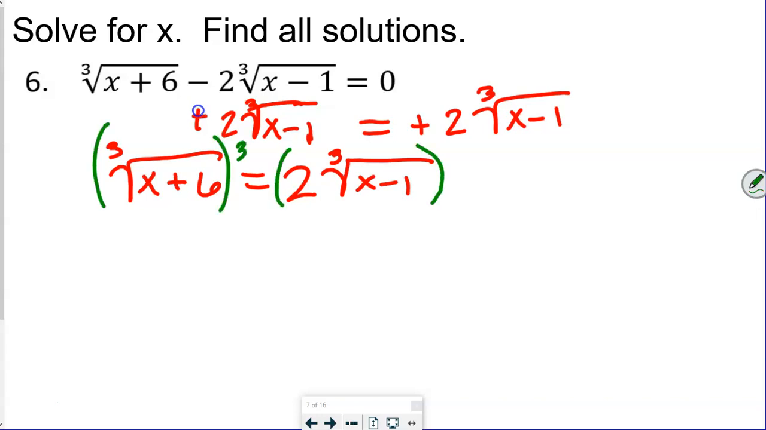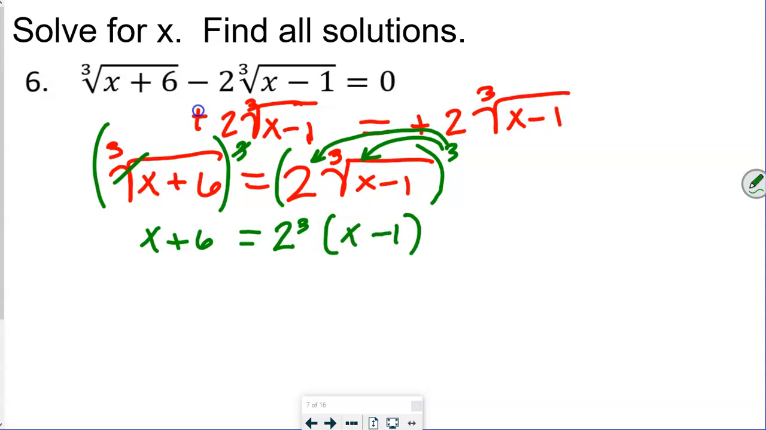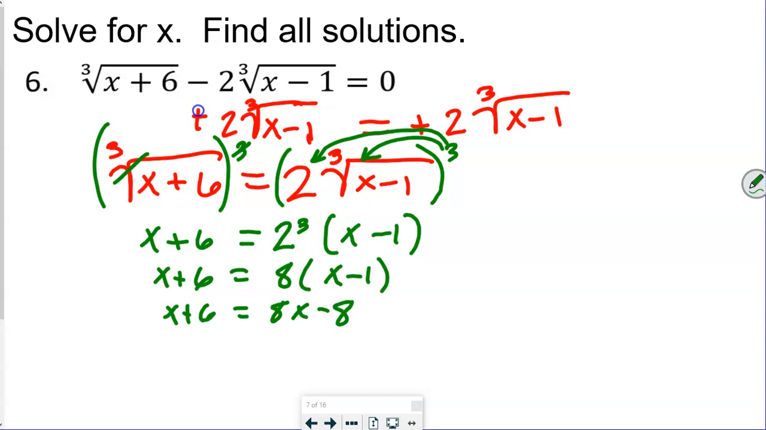Now, the key to this problem is over here on the left is pretty easy because those two things cancel each other out and we're just left with x plus 6. But over here we have to apply this cube to both parts of this. So this is going to be 2 to the third and then x minus 1. So this is going to be x plus 6 is equal to 8 times x minus 1. So this is going to be x plus 6 and then 8x minus 8.